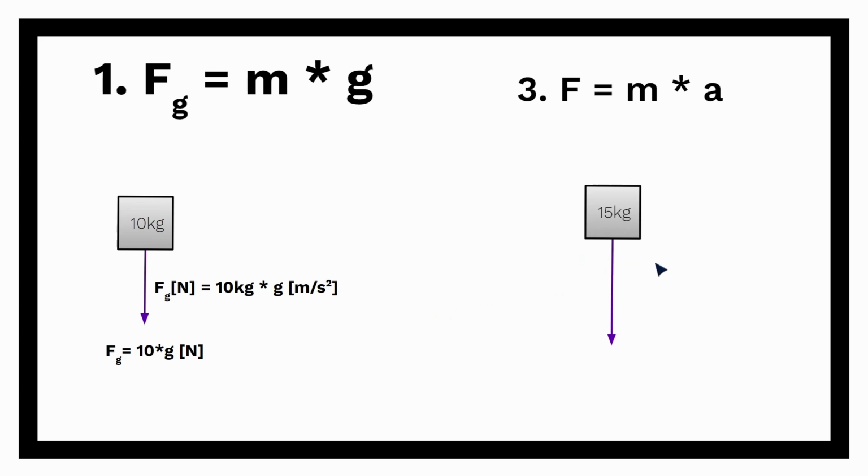And same thing with this 15 kilograms, right? This arrow, this vector, this force, it's all the same thing. It's a little bit bigger because it's a lot more mass. And again, this is 15 times G, or again, 9.8 meters per second squared. We get 147 newtons.